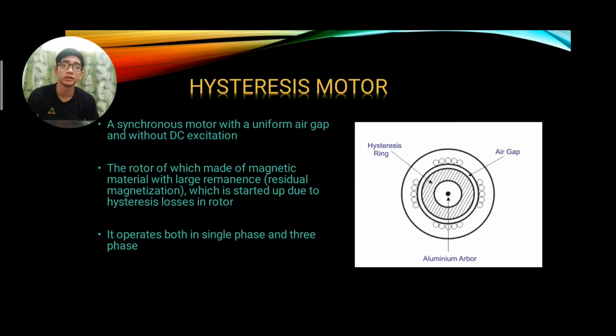But before that, what is hysteresis? Hysteresis is the phenomenon in which the value of a physical property lags behind changes in the effect causing it, as for instance when magnetic induction lags behind the magnetic force. A hysteresis motor is a synchronous motor with a uniform air gap and without DC excitation, the rotor of which is made of magnetic material with large remanence. It is residual magnetization, which is started up due to hysteresis loss in the rotor. It operates in both single and three phase.